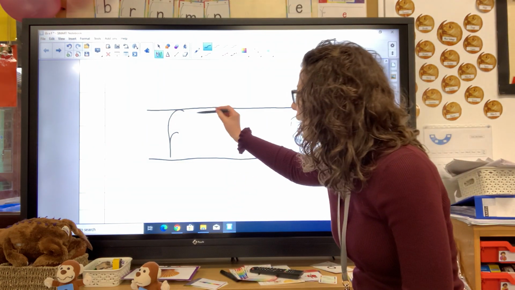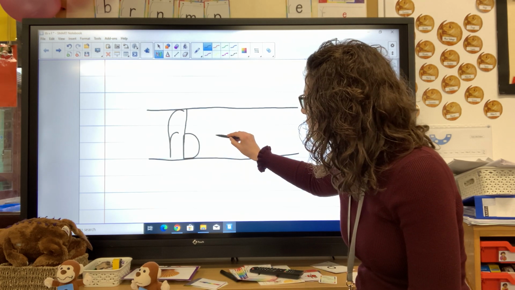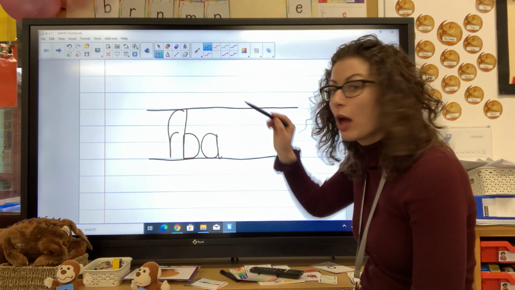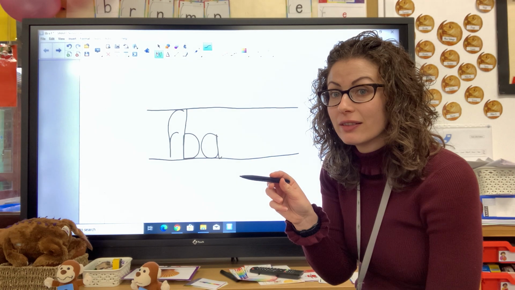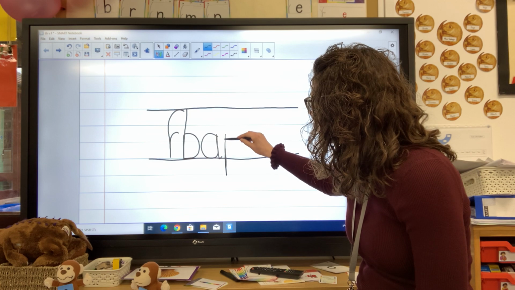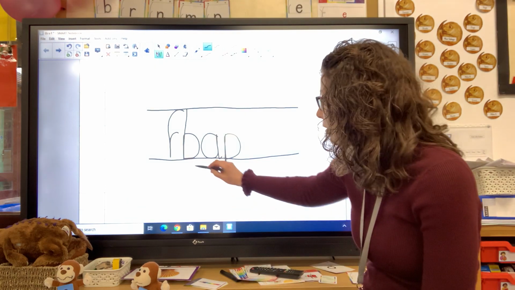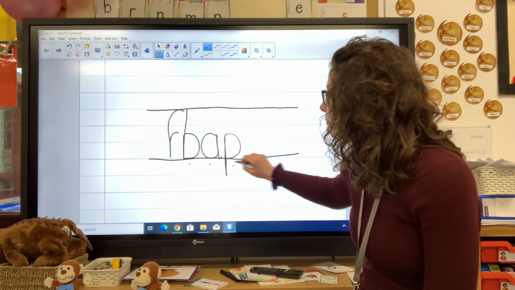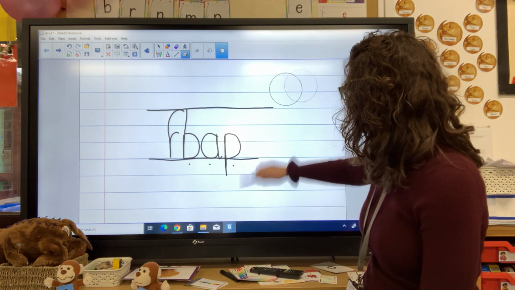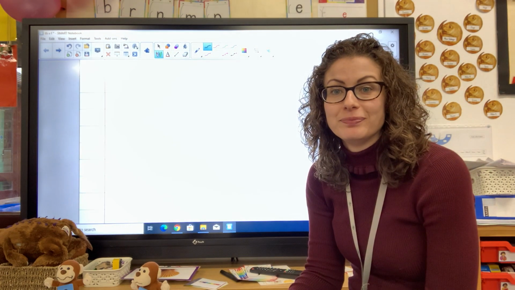B-a-p. Bap. Down, bump, back, up, push over, pull along the ground. Pull around, push along the ground, up to the scared monkey's branch, down, bump, flick. P. Brave or scared? Yeah, scared. Down, back, up, push over, pull along the ground. We're going to practice that in a lesson this week because it is a tricky one. B-a-p, bap. Take a picture. Okay, well done.